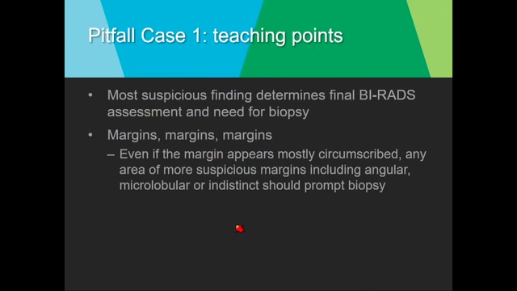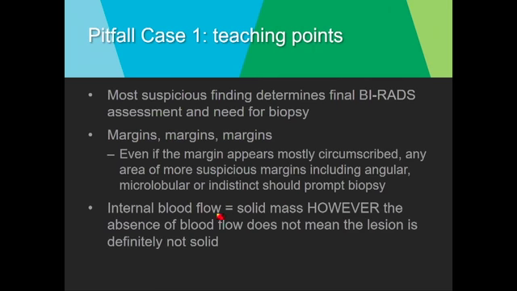Even if most of the margins appear well circumscribed, if there's even one small area that is not well circumscribed, including angular, microlobular, or indistinct, this should prompt biopsy, and this may be the only suspicious finding that you have. Internal blood flow is helpful when it's present, but if it's not present, it's not terribly helpful because it does not mean that there is no internal vascularity, and it does not mean that it's a cyst, and I have several cases of that as well.